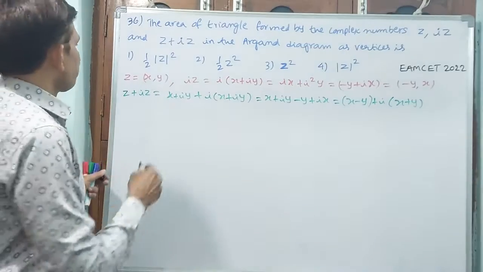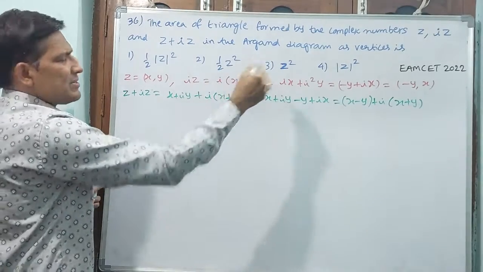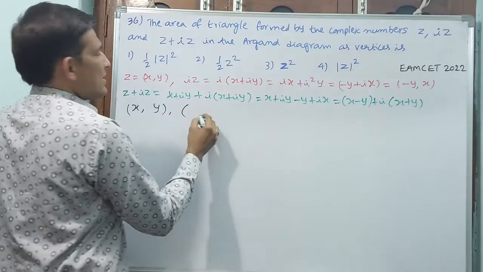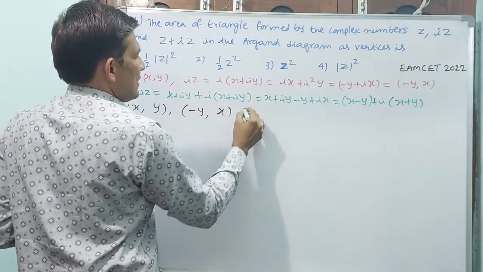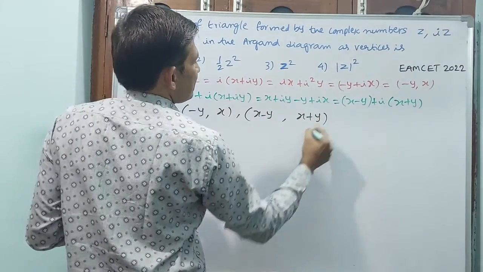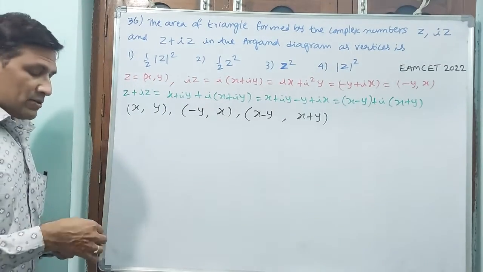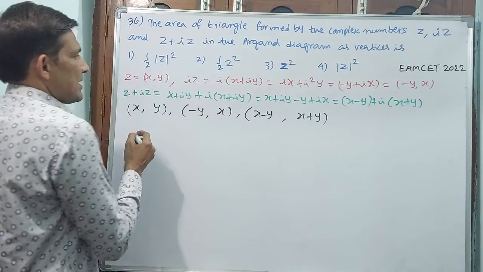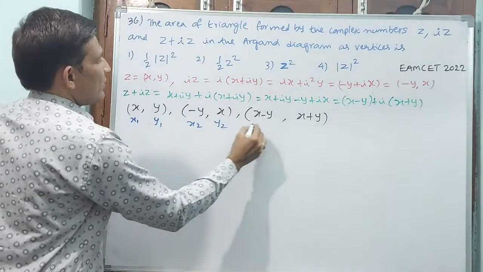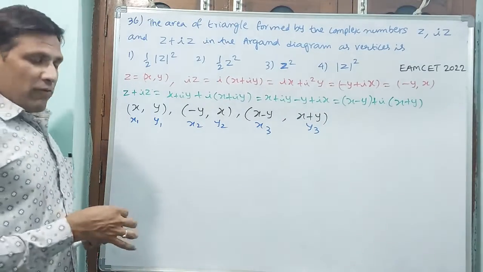Now you write down all these 3 points. See what I am doing now. I am writing down all the 3 points. Say this is A, B, C. The first point is x comma y, the second point is minus y comma x, but the third point is x minus y comma x plus y. Now you write down the notation also, and the formula also. The notation I am writing: this is x1, y1, x2, y2, x3, y3. Now go for the formula.